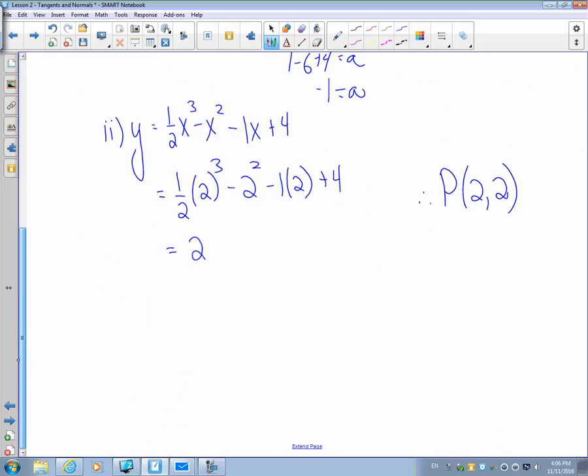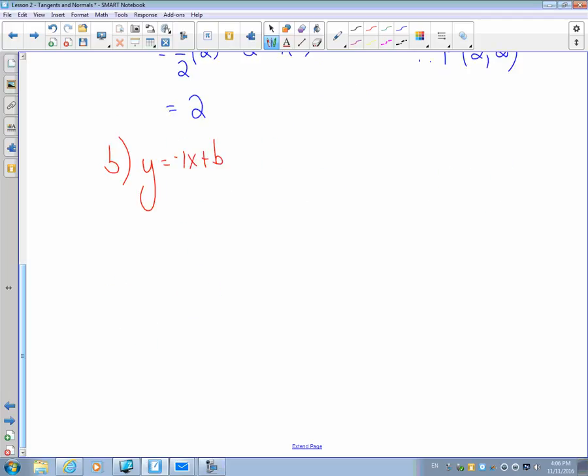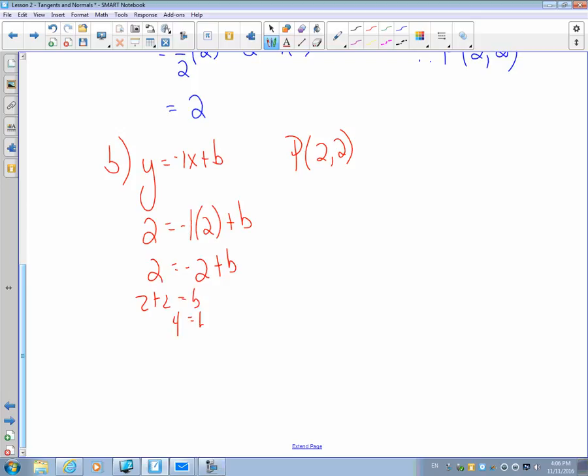So we can write down right off the bat y equals -1x plus b. What point does the normal go through? It goes through P. P was 2, 2. So we can put in -1 times 2 plus b, and now we're solving. So we got 2 plus 2 is b, b is 4. Therefore, our normal has the equation -1x plus 4.